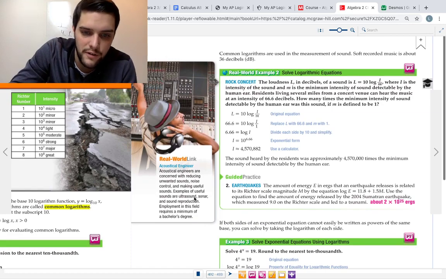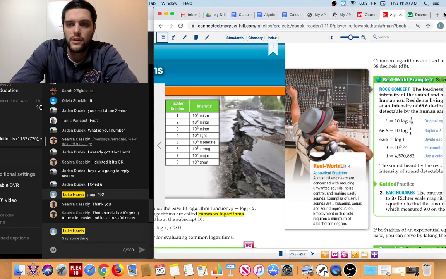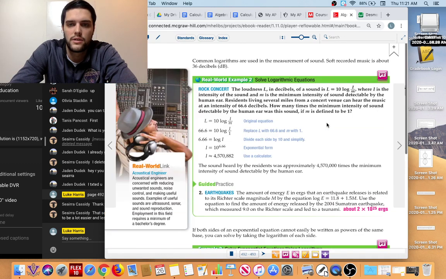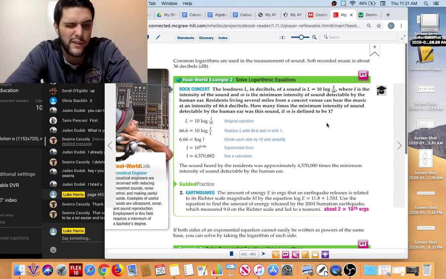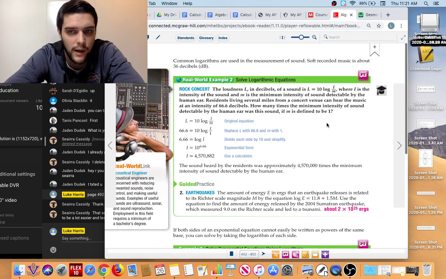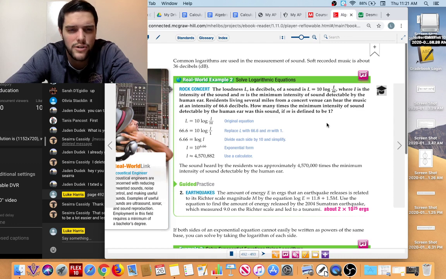All right, so let's look at the top of 493. It says common logarithms are used in the measurement of sound. So soft recorded music is about 36 decibels. So that's how common logarithms are used. Looking at this real world example, it says the loudness L in decibels of a sound is L equals 10 log of I over M, where I is the intensity of the sound and M is the minimum intensity of sound detectable by the human ear. So you know, like with dogs, they can hear certain stuff that we can't. Our ears can only detect certain sounds.